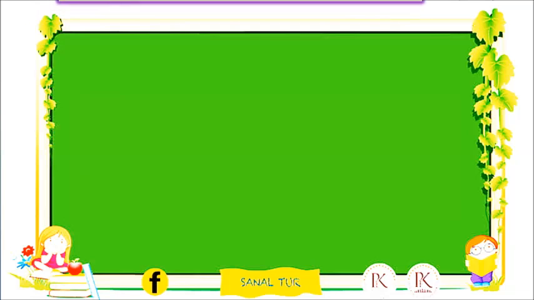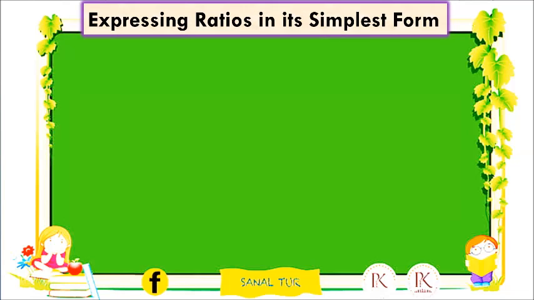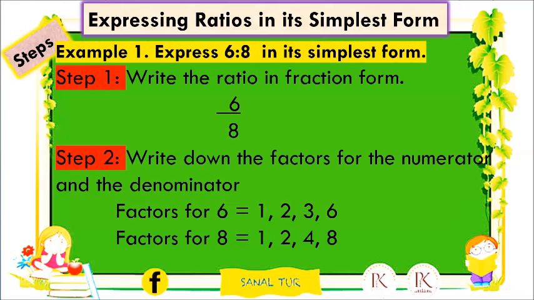Next, the next objective is we are going to express a ratio in its simplest form. The word simple. How are we going to make a given ratio simple? So we have steps in here on how to simplify. Like if you are going to do something, isn't it? There are steps that we need to follow, like also expressing ratio in its simplest form.